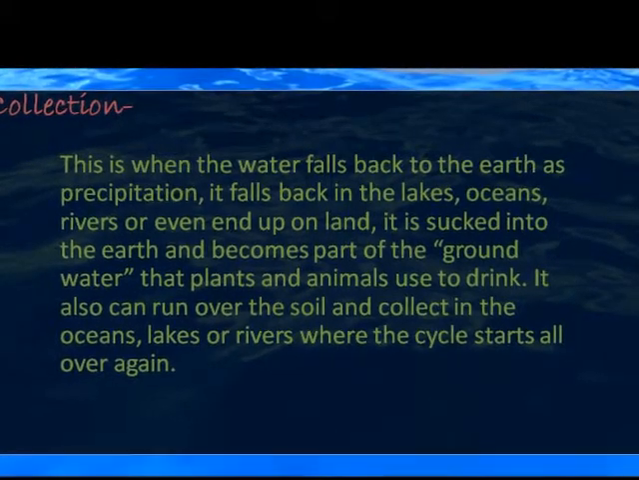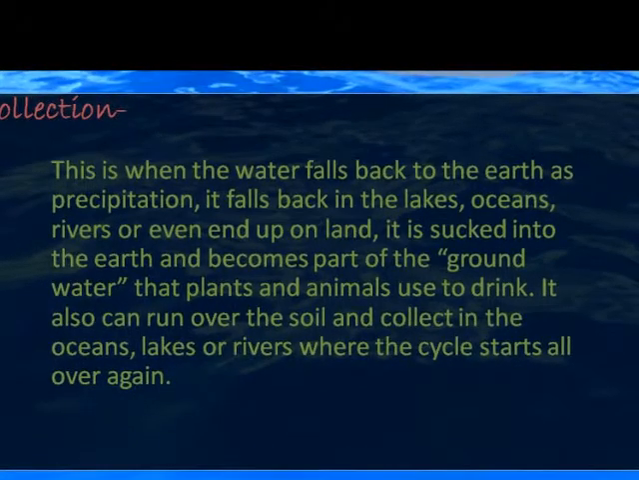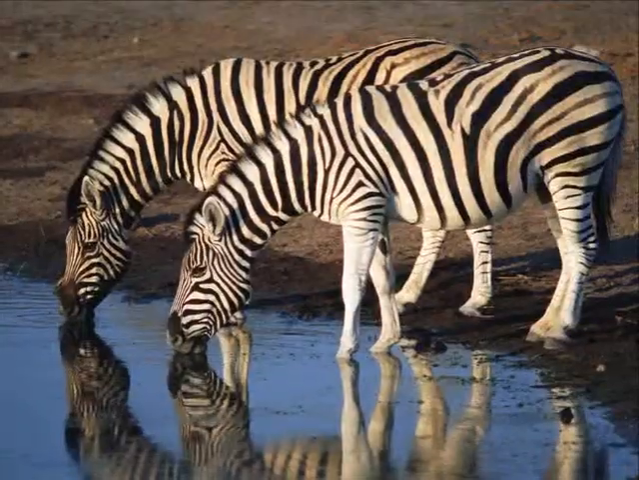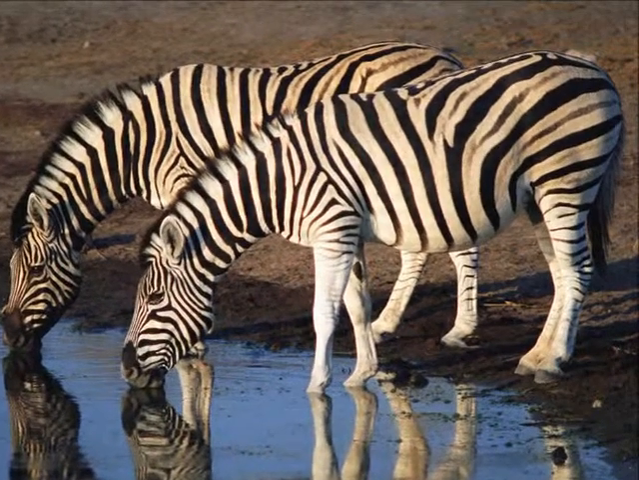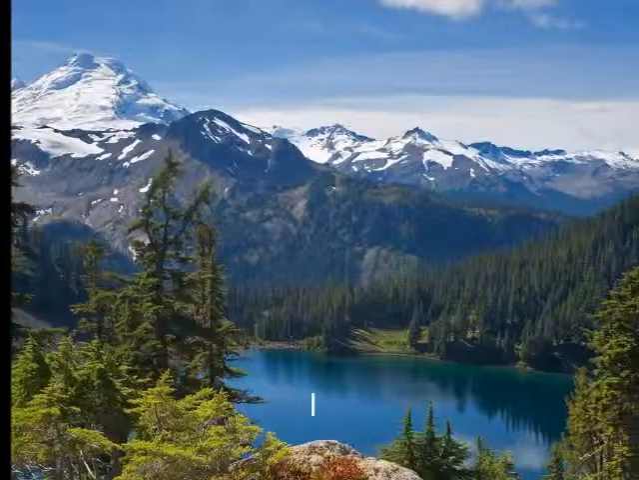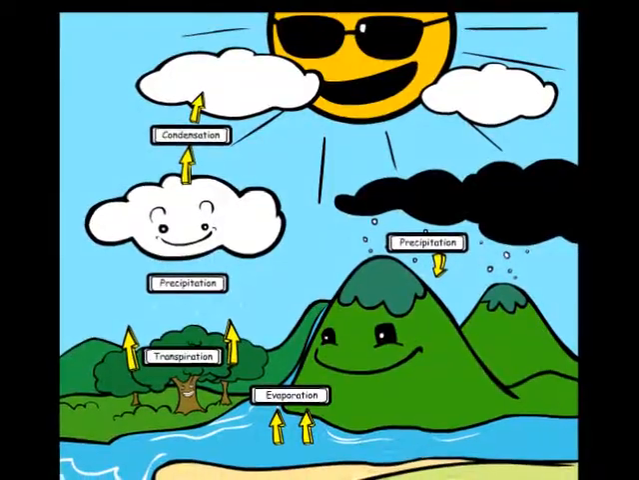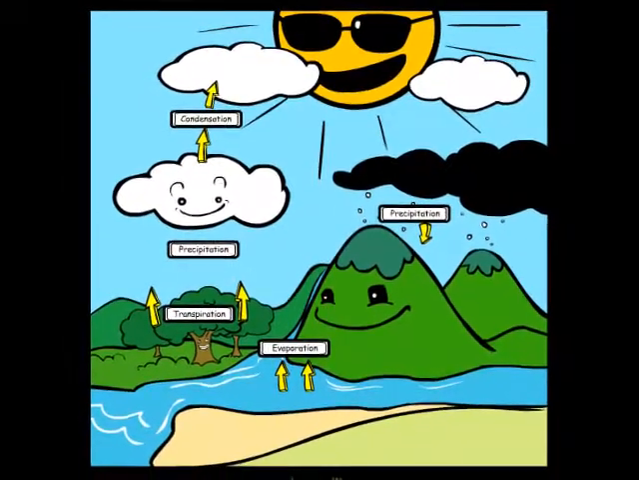When it ends up on land, it will sink into the earth and become part of groundwater. That plants and animals will use to drink, or it could run over the soil and collect in the oceans, lakes, or rivers, where the water cycle starts all over again.